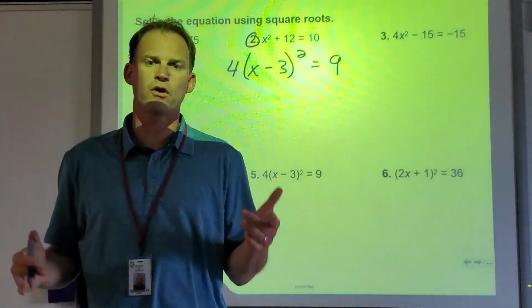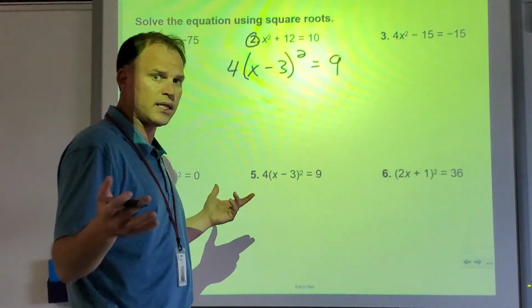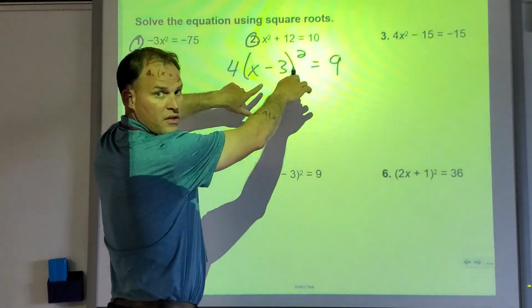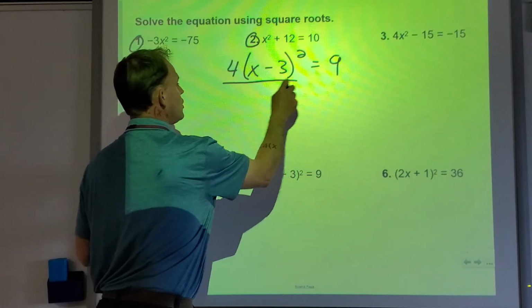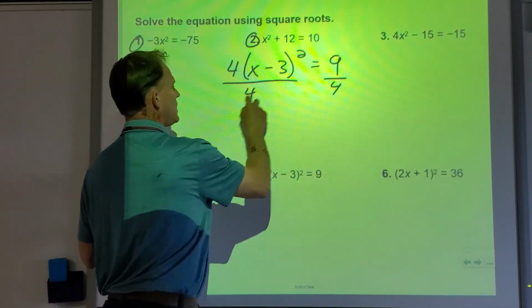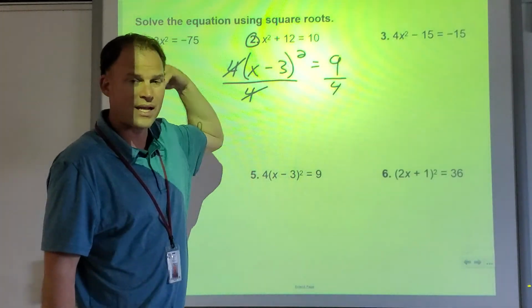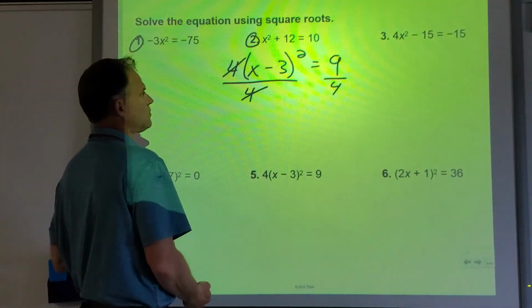All right, so our first step, I told you, you got to deal with this stuff outside the parentheses first. I don't want to deal with this squared until it's the only thing there. I want to deal with the 4 first. So let's divide by 4 on both sides. We can't distribute because of the x squared. Okay, we got to just divide by 4 on both sides.